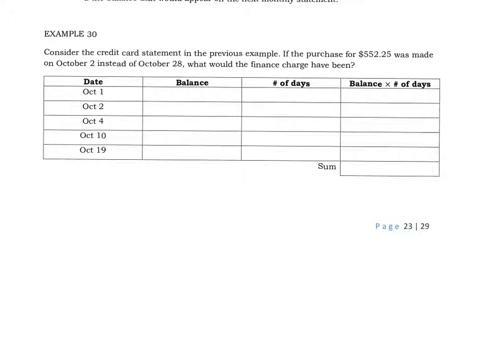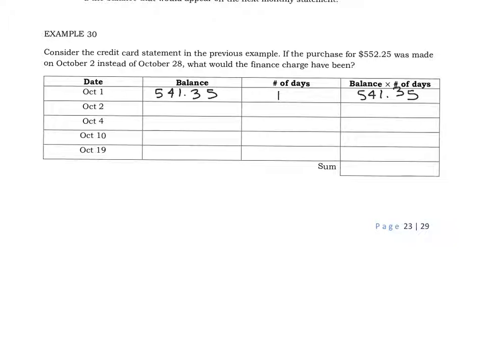Okay, so the balance will begin the same way it did before, but this time the balance remained that amount for only one day, going from October 1st to 2nd. And so when I multiply across, please do not get out your calculator for this. I will be sad if you do. We get $541.35.